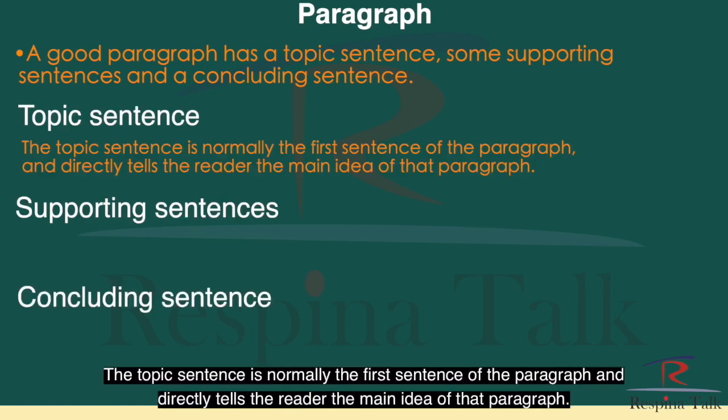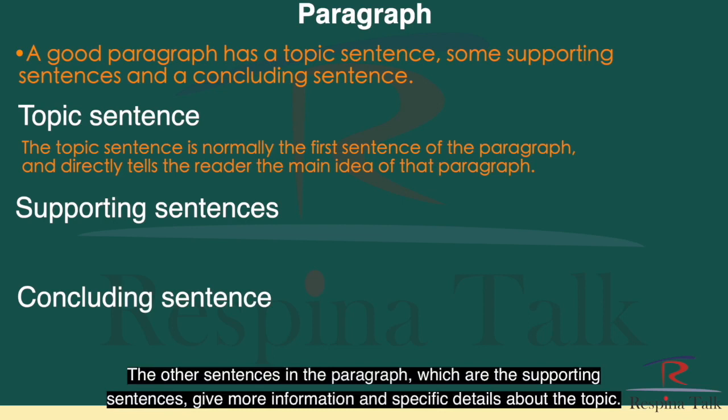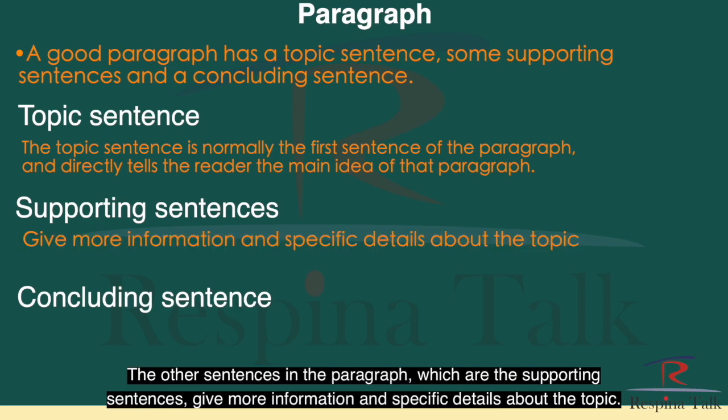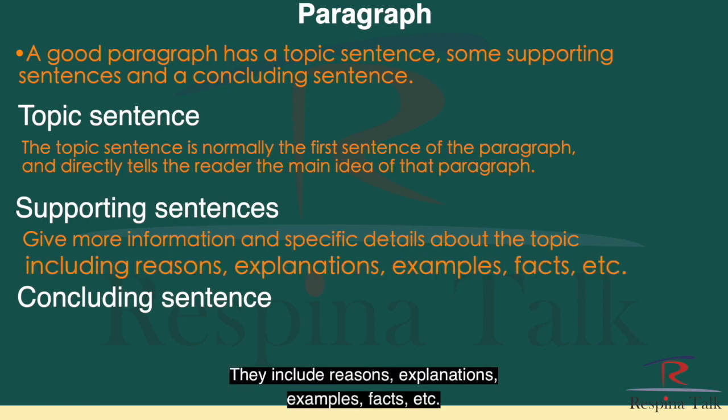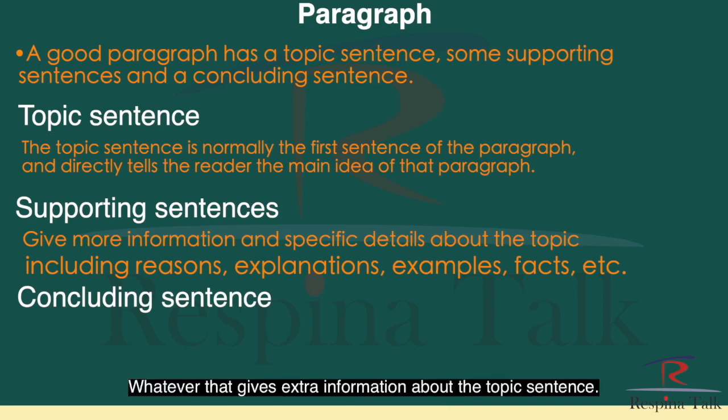Now, the topic sentence is normally the first sentence of the paragraph and directly tells the reader the main idea of that paragraph. The other sentences in the paragraph, which are the supporting sentences, give more information and specific details about the topic. They include reasons, explanations, examples, facts, and etc. Whatever gives extra information about the topic sentence.